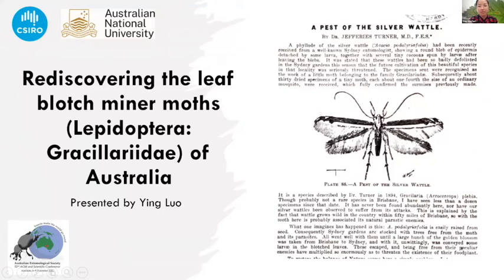Yep, so my name is Ying, and today I'll be presenting my talk titled Rediscovering the Leaf Blotch Minor Moths of Australia. They are in the Lepidopteran family of Gracilariidae. I'm a PhD student based at the Australian National Insect Collection, which is in Canberra on Ngunnawal country.